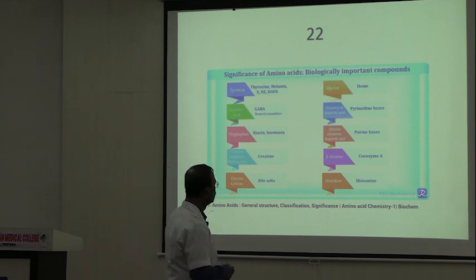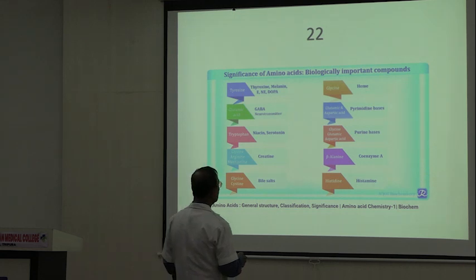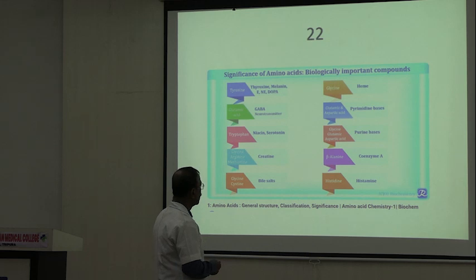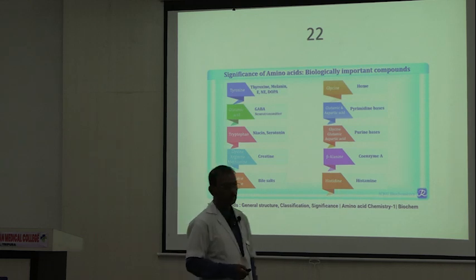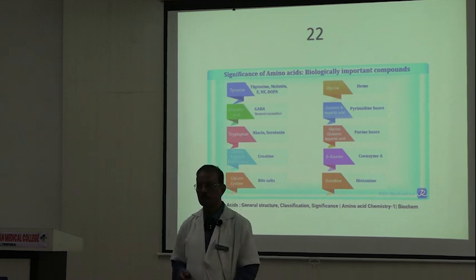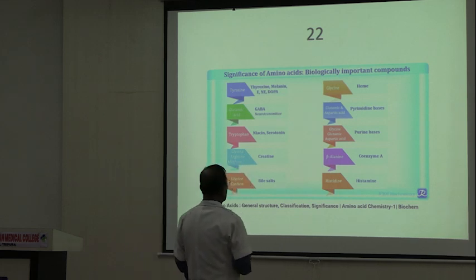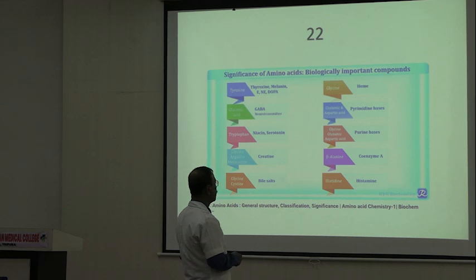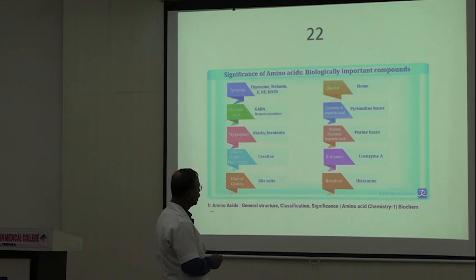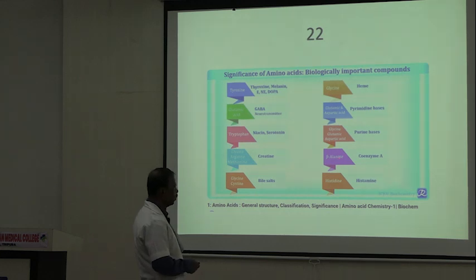Heme is a metalloprotein. Heme is present in hemoglobin. Then pyrimidine bases are from glutamic acid and aspartic acid. Pyrimidine bases are used in nucleic acid synthesis. It is an important component of nucleic acid. Glycine, glutamic acid and aspartic acid give purine bases and pyrimidine bases. Then alanine, coenzyme A is produced from alanine.